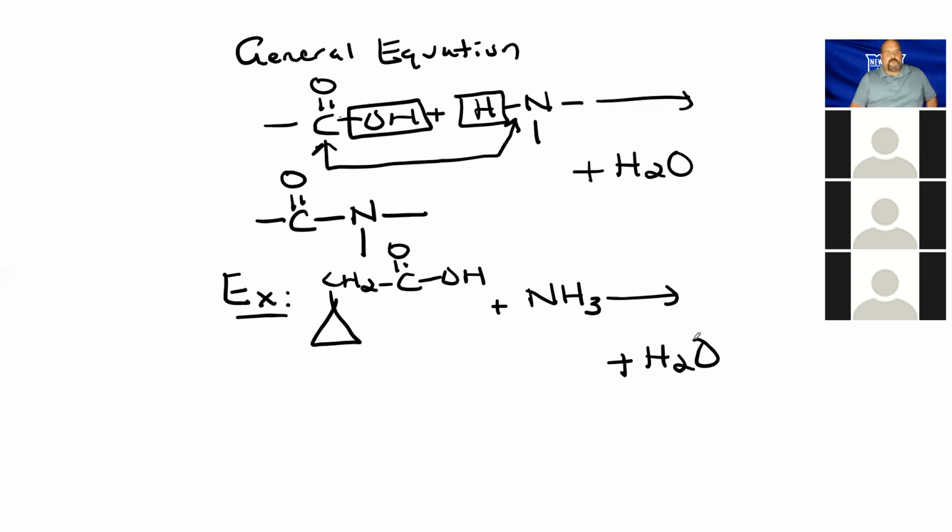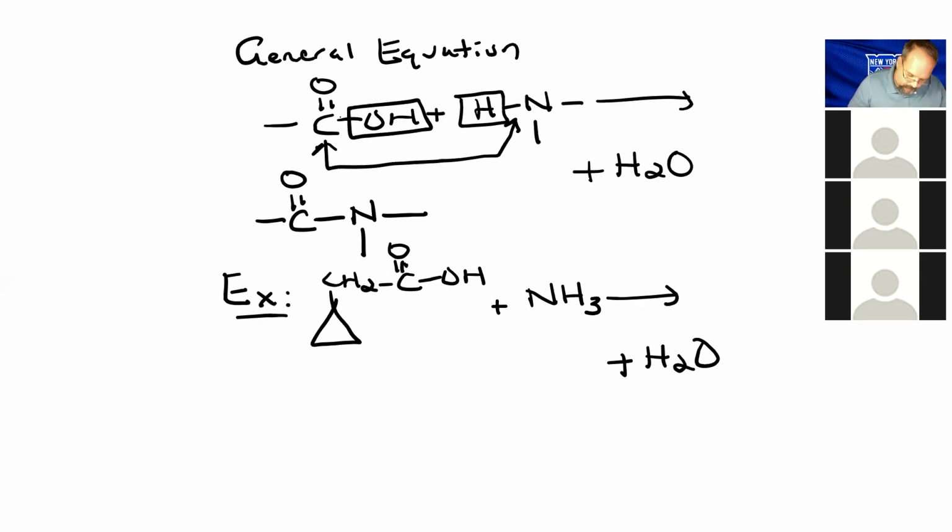All right, so here's the first. We have a 3-carbon ring, and attached to the top carbon, we have a CH2 connected to C double bond O, connected to OH. And then we're going to react that with ammonia, NH3. So carboxylic acid plus ammonia, what product am I going to have to draw? I'm going to have to draw an amide. How do I come up with that?